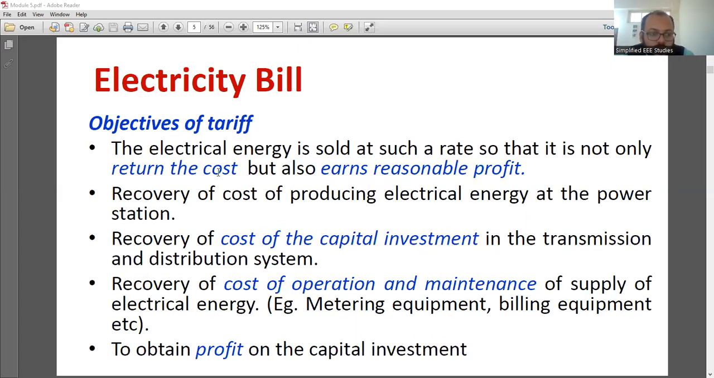Electrical energy is sold at a rate such that it not only returns the cost, but also earns a reasonable profit. And the profit is required for every business organization. Then recovery of the cost of producing electrical energy at the power station. Recovery of cost of capital investment. The recovery of cost of operation and maintenance. Ultimately to obtain a reasonable profit. These are the major objectives of the tariff. That point also you have to remember.